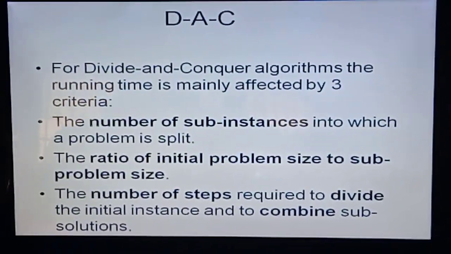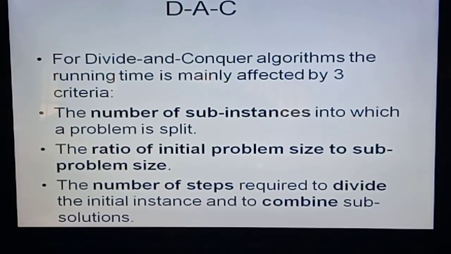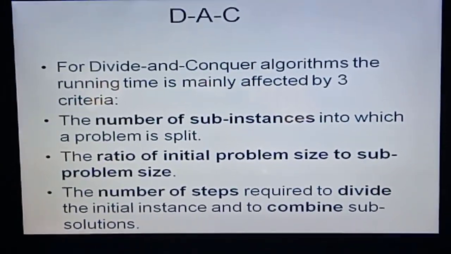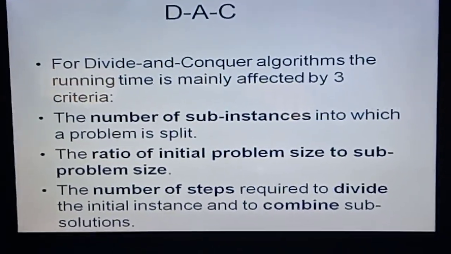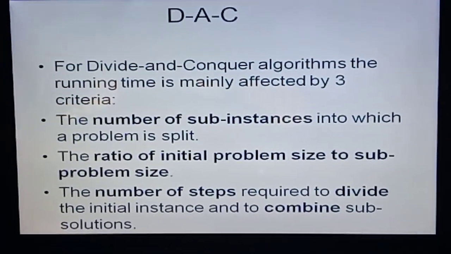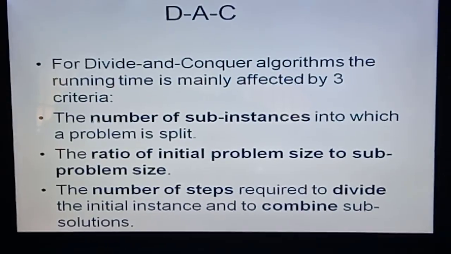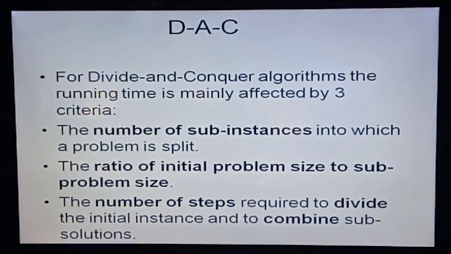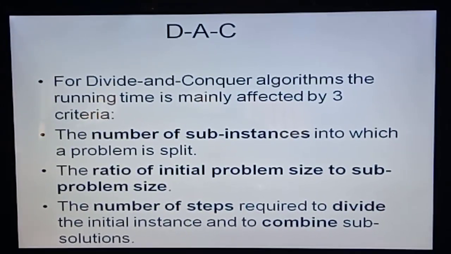For divide and conquer algorithms, the running time is mainly affected by 3 parameters. First one, the number of subinstances into which a problem splits. That is the first factor. How many subproblems are we dividing into? The main problem has been divided into how many subproblems.